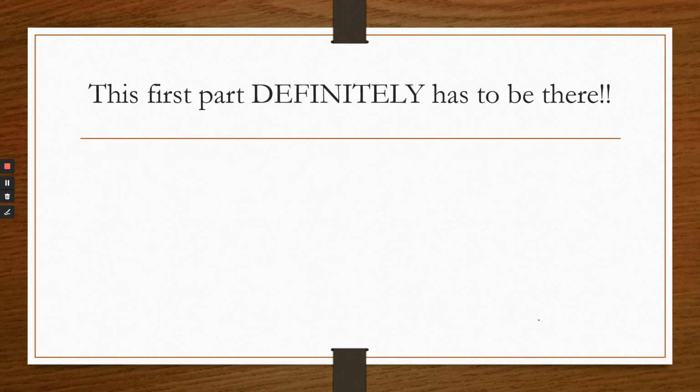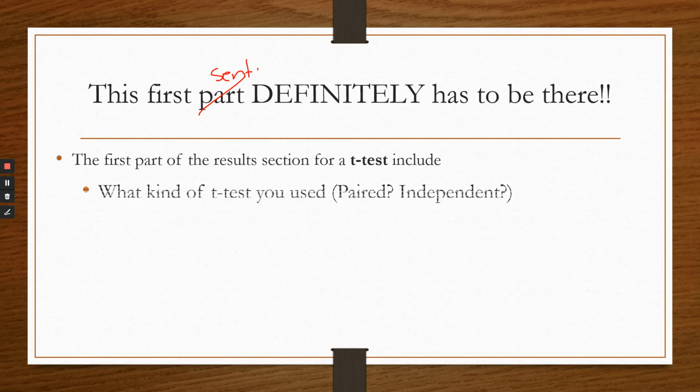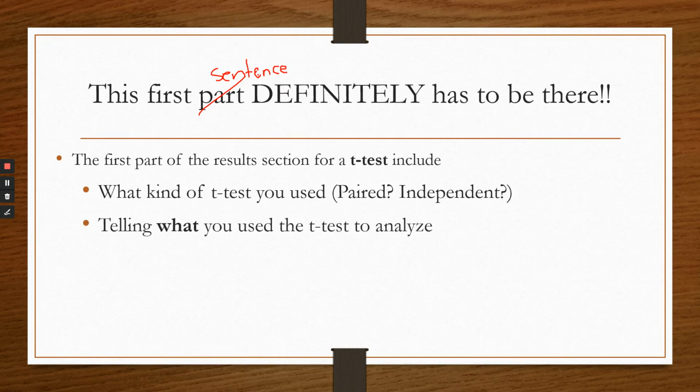Okay, so this first part of the results section, the first part of the first sentence, definitely has to be there. You need to include what kind of t-test you used. For purposes of this class, it's coming down to either a paired or an independent t-test. Those are the two basic ones we talked about. And you're also telling what you used it to analyze. Believe it or not, you can do this in one sentence.